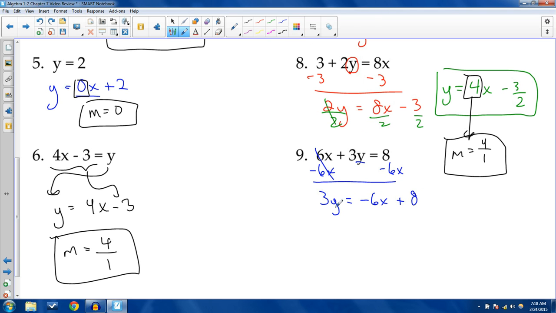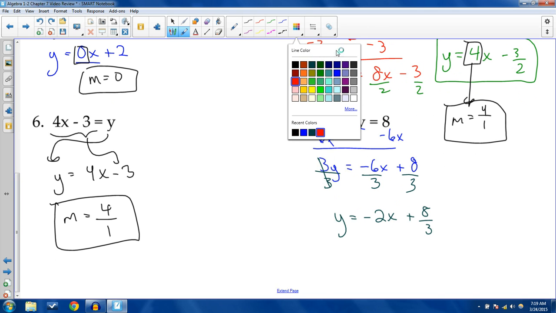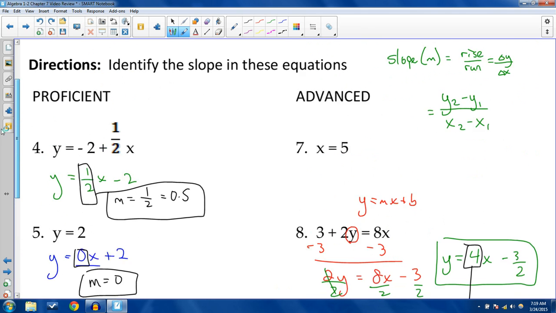Divide both sides by 3. You're going to get y equals negative 6 over 3 is negative 2, negative 2x plus 8/3. Please don't try and round that fraction. It's an approximate fraction if you do. And my slope, once again, in mx plus b is negative 2, or negative 2 over positive 1.